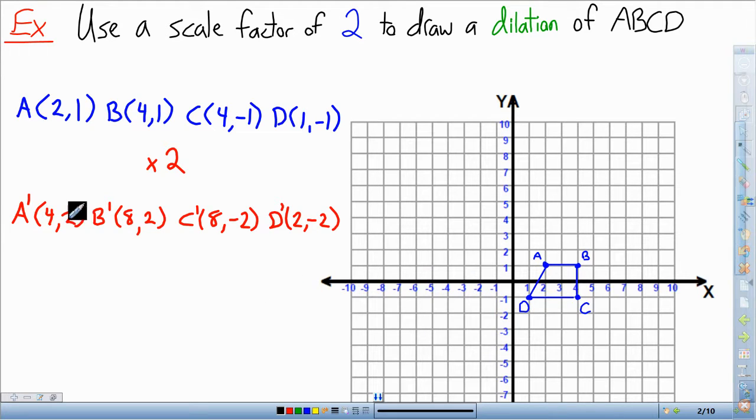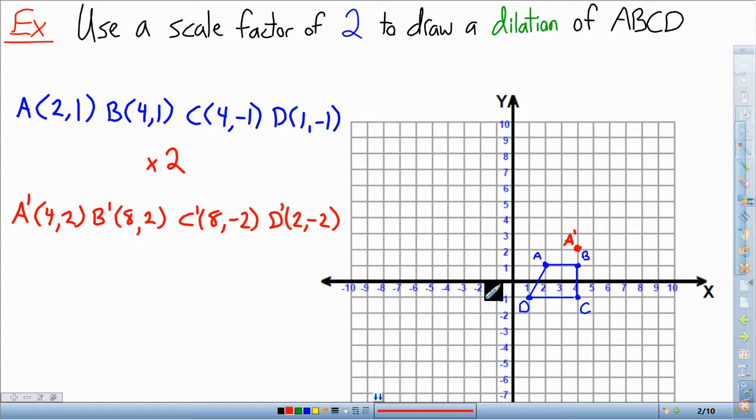All right, so there are my new points, my images, and now let's plot them, and we will see that we've created a similar polygon. So let's start with A prime. It's at positive 4, positive 2. Okay, don't forget to put the little prime symbol next to it now, so we know it's the image.